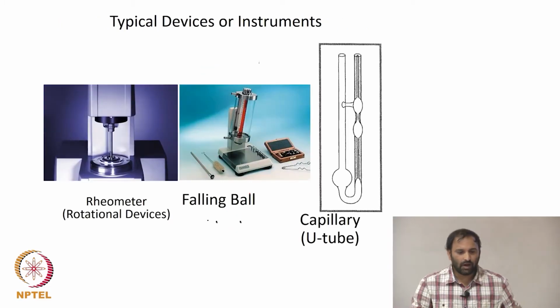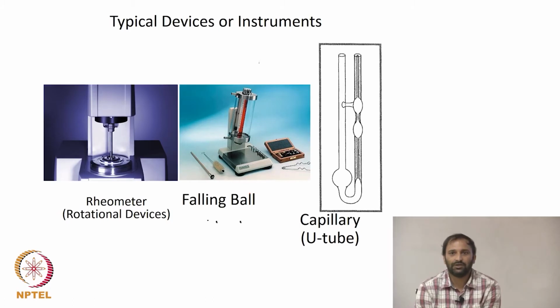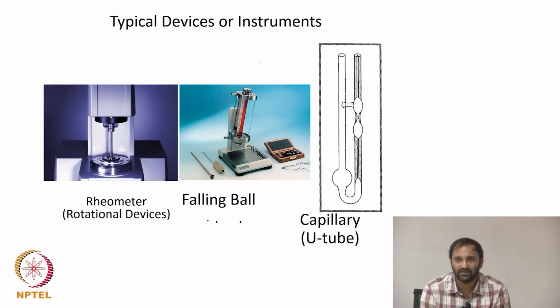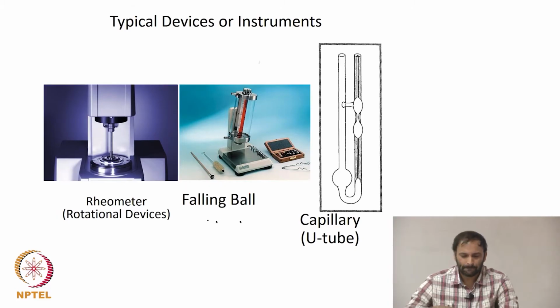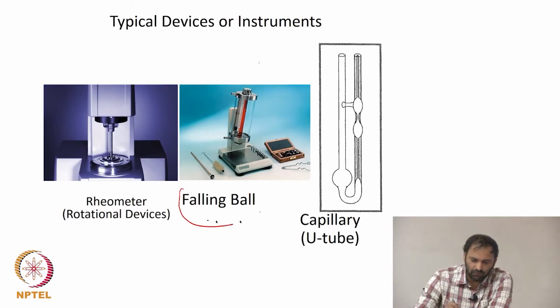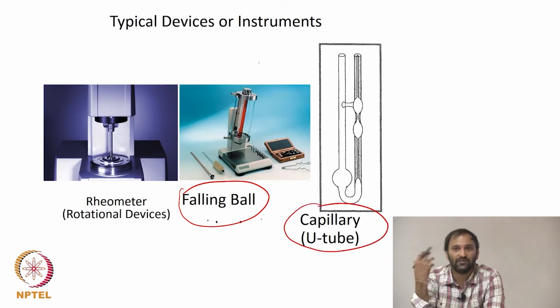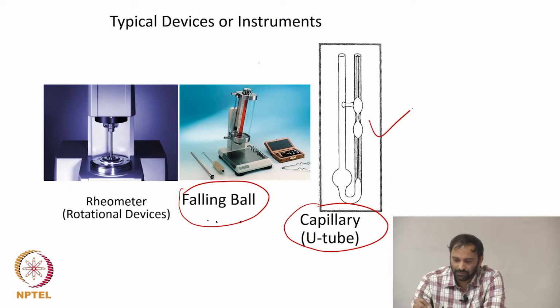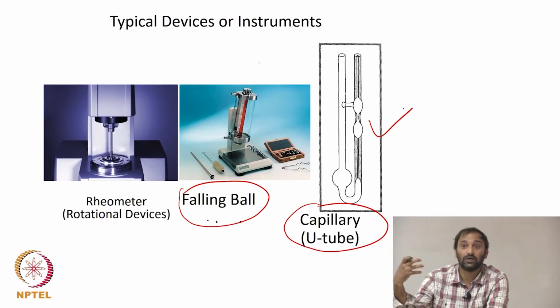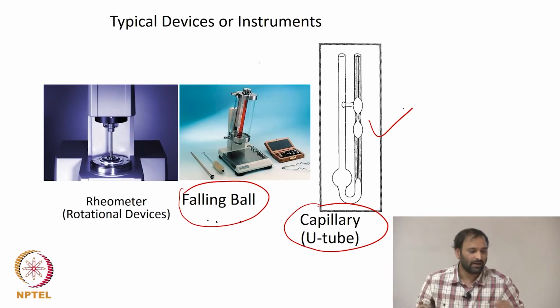So there are other devices. A rheometer, as I said, is one of the most versatile devices for what are called rheological studies, or flow behavior of materials. There is also something called a falling ball viscometer, and a capillary or U-tube viscometer. In the capillary viscometer, what is exploited is that you have a thin capillary through which a liquid is flowing, which is a classic case of flow through pipes. So whatever equations you develop for flow through pipes are going to be useful here.